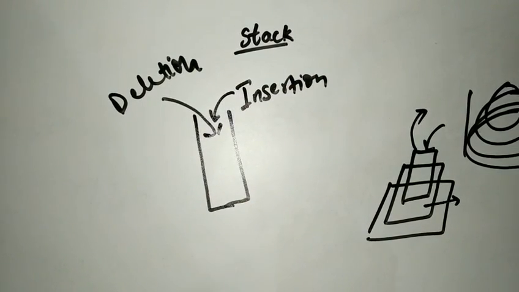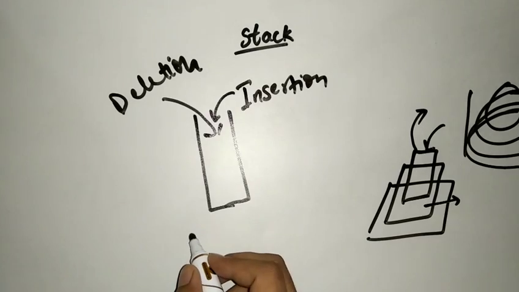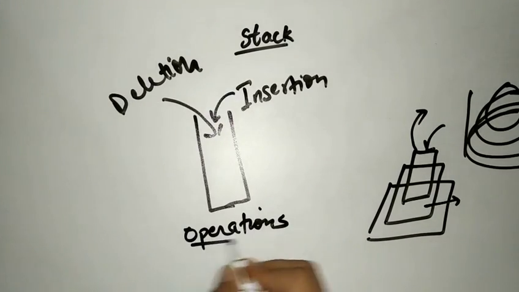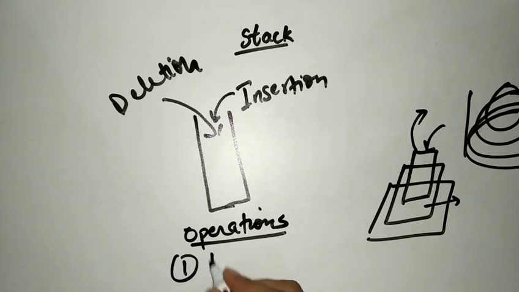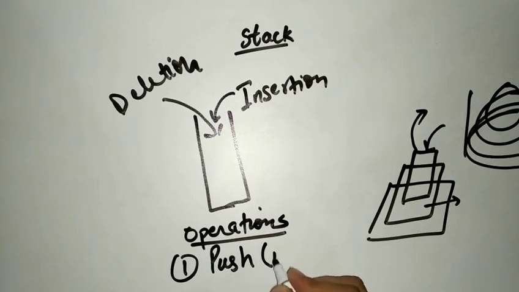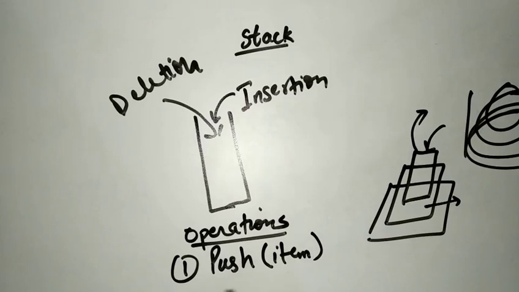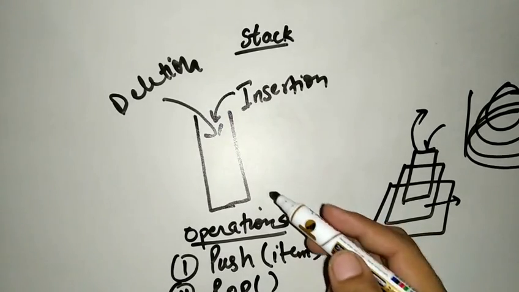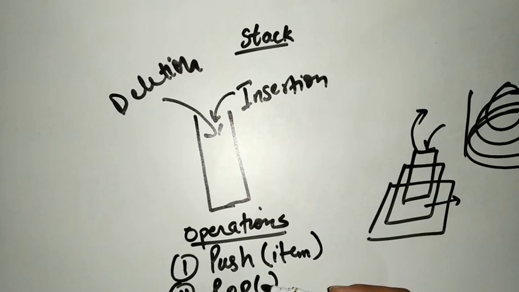So stack has two basic operations. One is push item, and another one is pop item. Push means to insert an element at the top of the stack, and pop means to remove an element from the top of a stack.